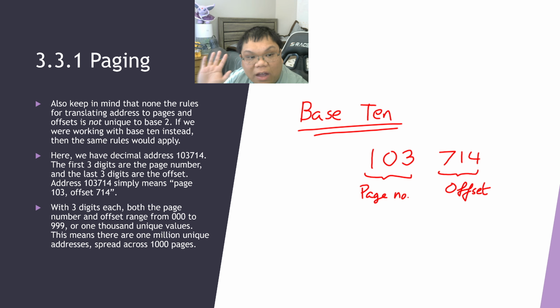Also keep in mind that none of the rules we were talking about here are unique to base 2. If we were instead working with base 10 addresses, the rules are the same. So say we have some decimal address, 103714. The first 3 digits are the page number, and the last 3 digits are the offset. So address 103714 simply means page 103, offset 714. With 3 digits each for the page number and offset, this means we have 1 million unique addresses spread over 1,000 pages.